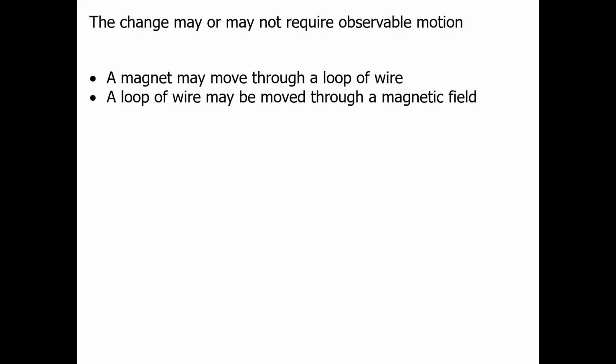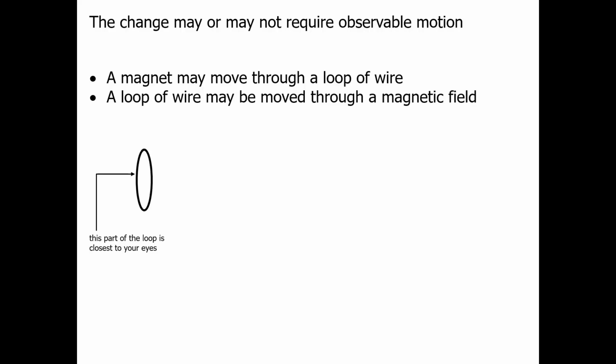So there are lots of different ways to cause a change in magnetic flux. One is just to change the strength of the magnetic field. Others require motion. So for example, we can move a magnet closer or further from a loop of wire. We can actually move a loop of wire through a field. So we're going to take a look at some of those examples because these are some of the common ones.